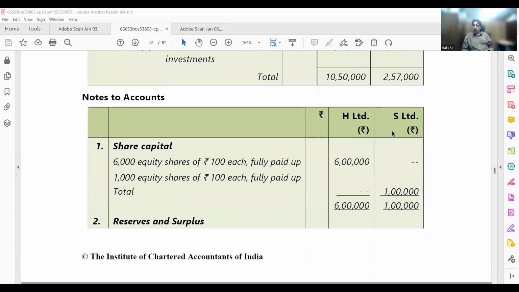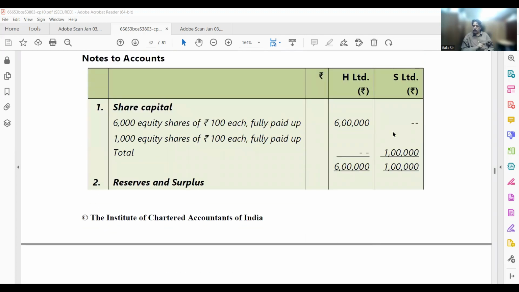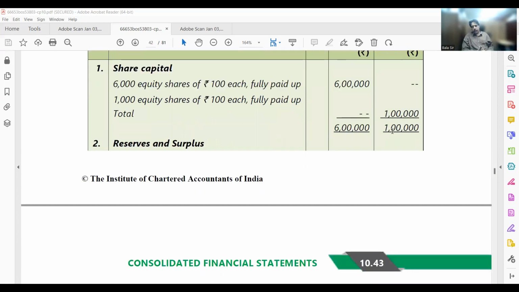Yes, sir. Tell me note number 1, share capital, what is given for S Limited? Is it on the screen? Yes, sir. Okay, good. 1,000 equity shares of rupees 100 each fully paid up, rupees 1 lakh. Out of 1,000 shares appearing on your balance sheet as on 31/3/X1, how many shares did I buy a year ago? 80%. That means I'm holding 800 shares out of 1,000 shares. That means how much are you holding now? Only 200. So you are the minority shareholders of the subsidiary company. Is that fine? Yes, sir.